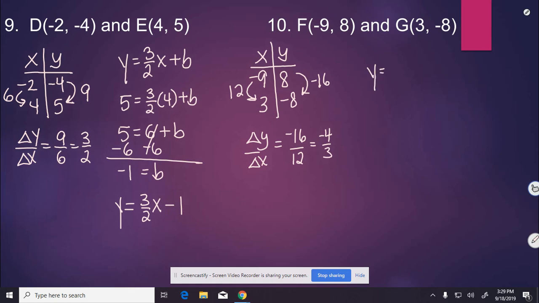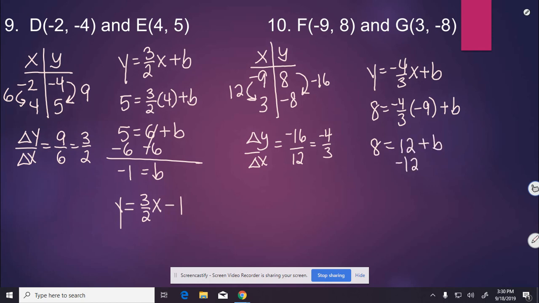So we get y equals negative 4 thirds x plus b. Substitute in one of the two coordinates. I can't avoid the negative, so I'm going to go with negative 9, 8. So 8 equals negative 4 thirds of negative 9 plus b. So 8 equals negative 9 divided by 3 is negative 3. Negative 3 times negative 4 is positive 12 plus b. Subtract the 12, and b equals negative 4, making my final answer for my equation y equals negative 4 thirds x minus 4.